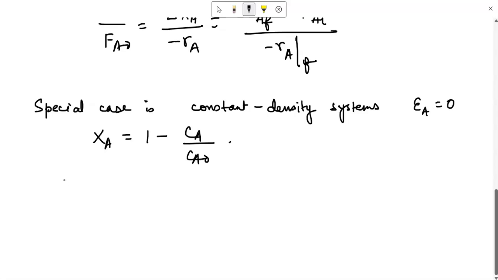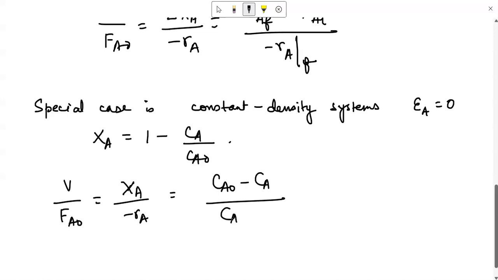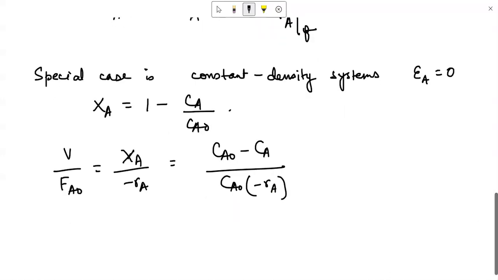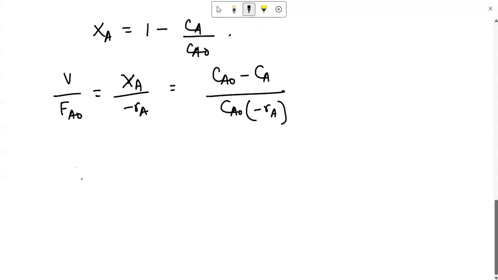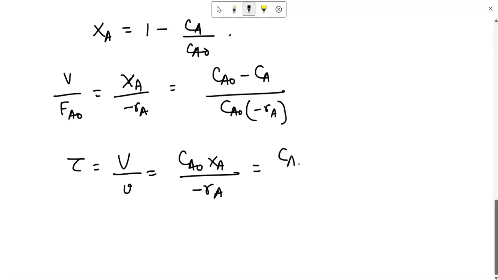If you write down the performance equations now, V by Fa0 equals Xa by minus Ra, which equals Ca0 minus Ca divided by Ca0 multiplied by minus Ra, right? And if you write it in terms of the space time, tau equals V by the final volumetric rate, equals Ca0 Xa by minus Ra, which again equals Ca0 minus Ca by minus Ra.